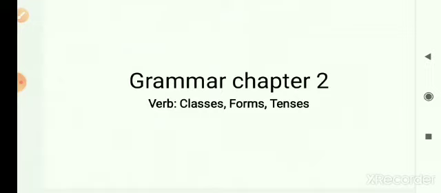Today we are going to study Grammar Chapter 2 from Class 9th: Verb, classes, forms and tenses. Today we are going to study only classes and tenses, whereas forms we will be looking into in the coming session. Now let's begin.